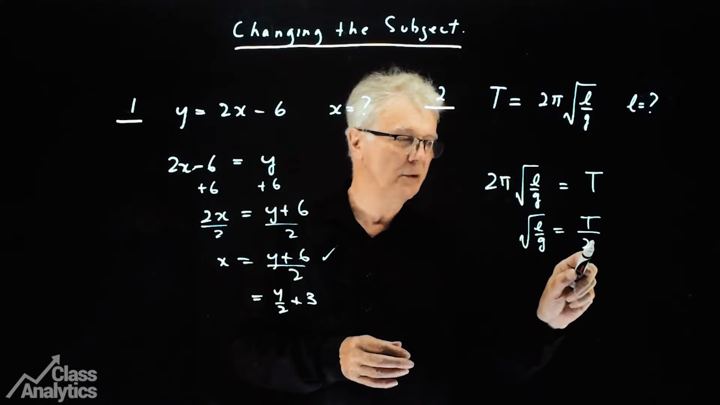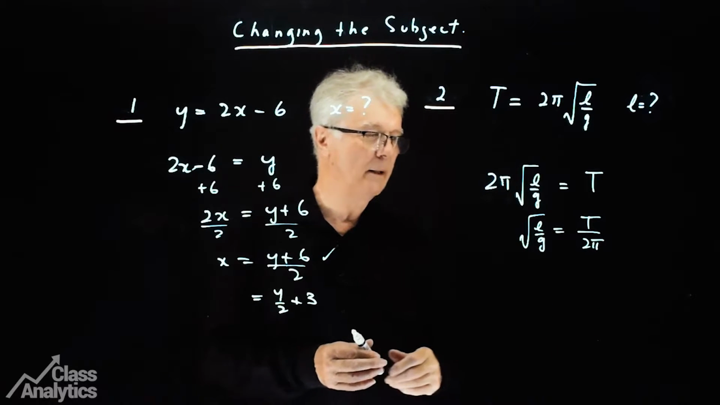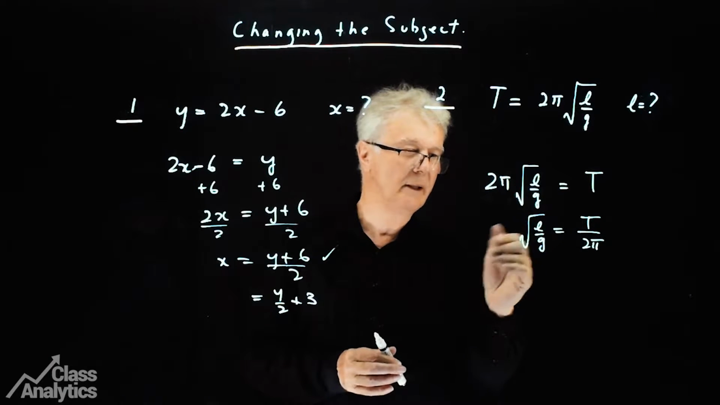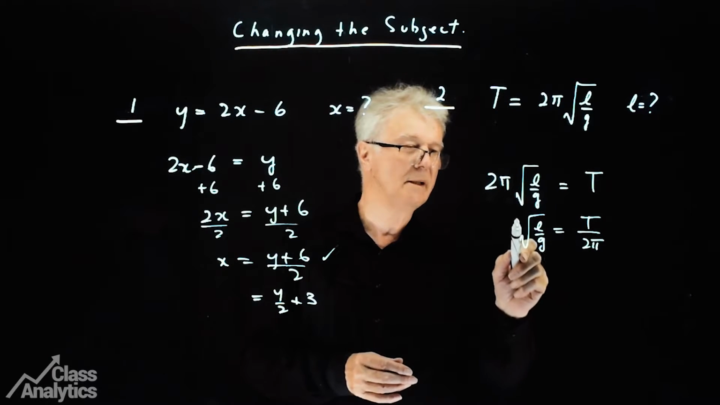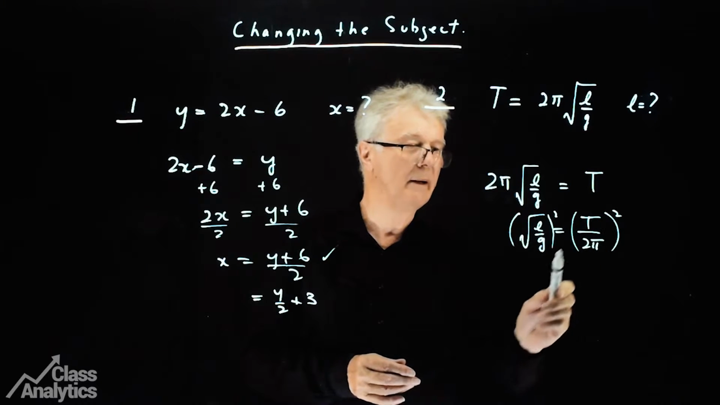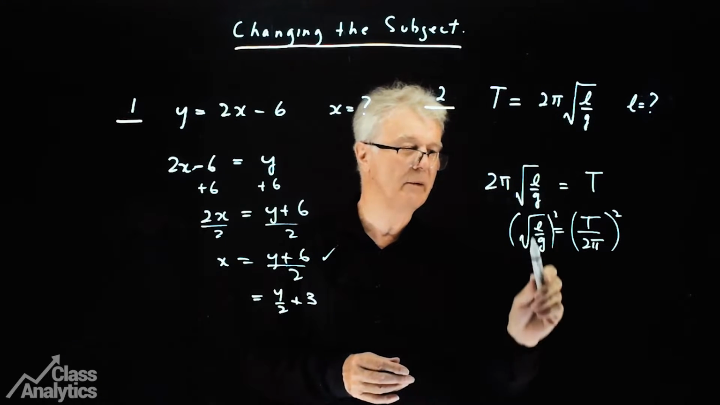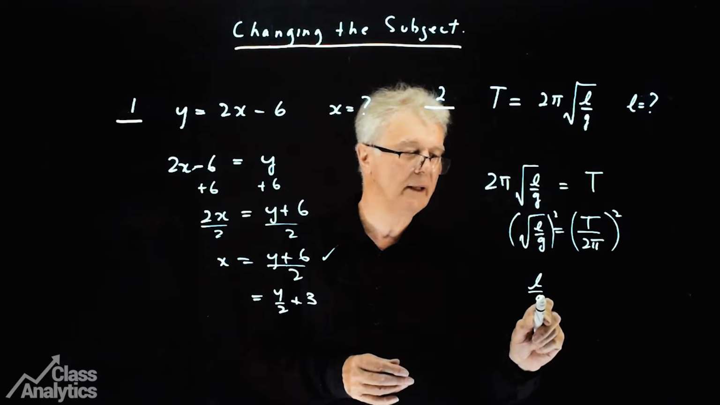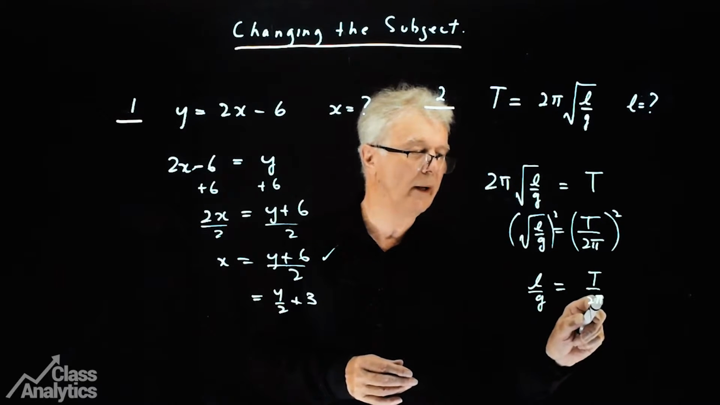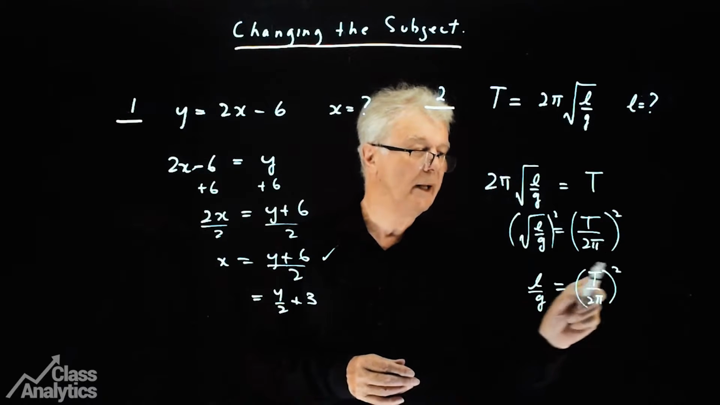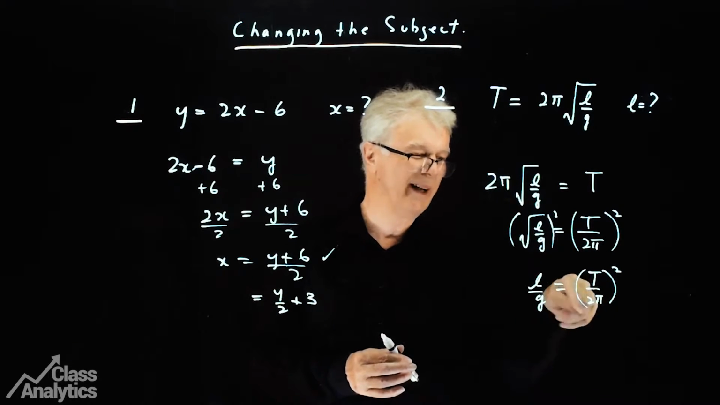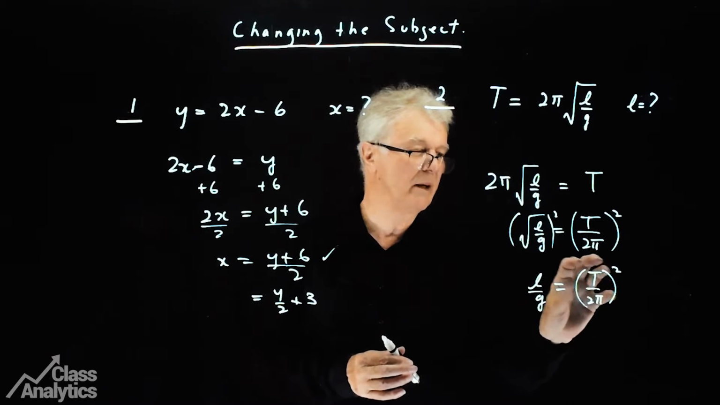L over G equals T over 2 pi. Okay, now what do we do with the square root sign? Well, if we square a square root, we'll get rid of it. So we square both sides. I'm going to square that, and square that, and that'll cancel out the square root sign. I get L over G is equal to T over 2 pi all squared. It's not necessary to square each of these. You can if you want. It'll be T squared over 4 pi squared, but it looks a bit messy. I think it's fine to leave it like that.